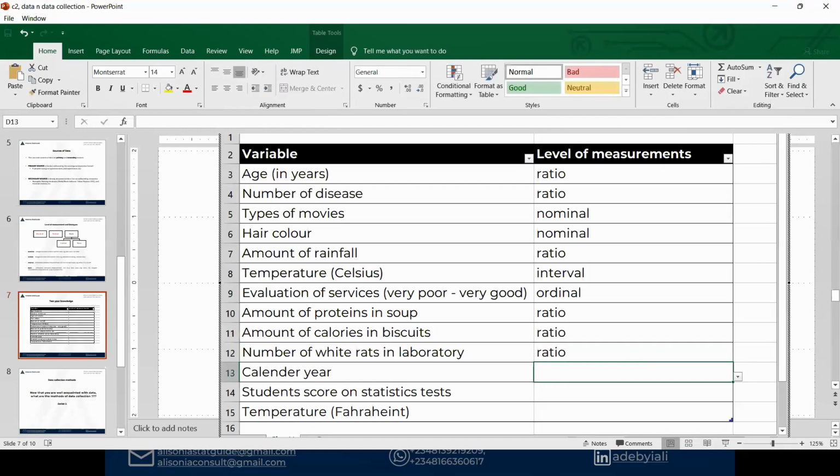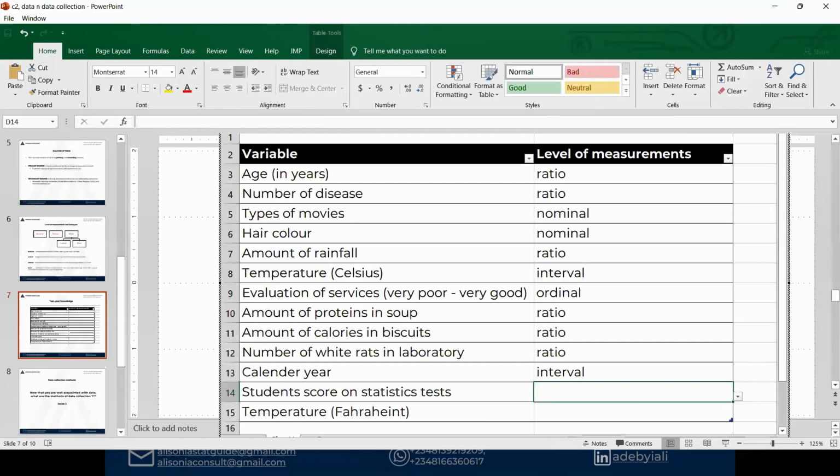Ratio. Calendar year. This one is interval. Do you agree? It should be interval. I'm not sure there can be 0 calendar year. That's all. Thank you. This one is interval.